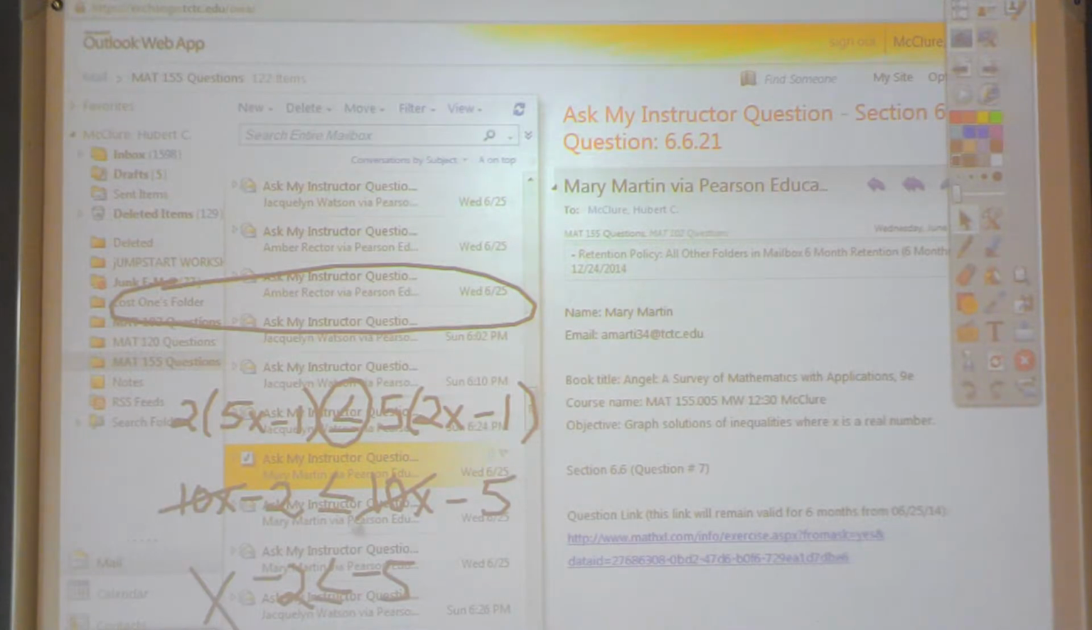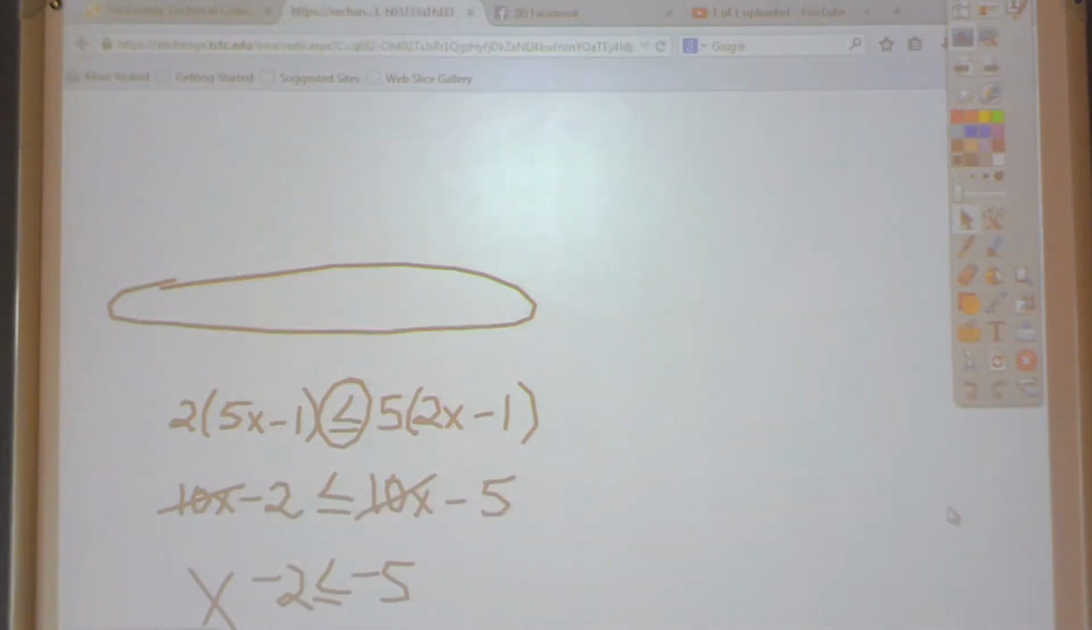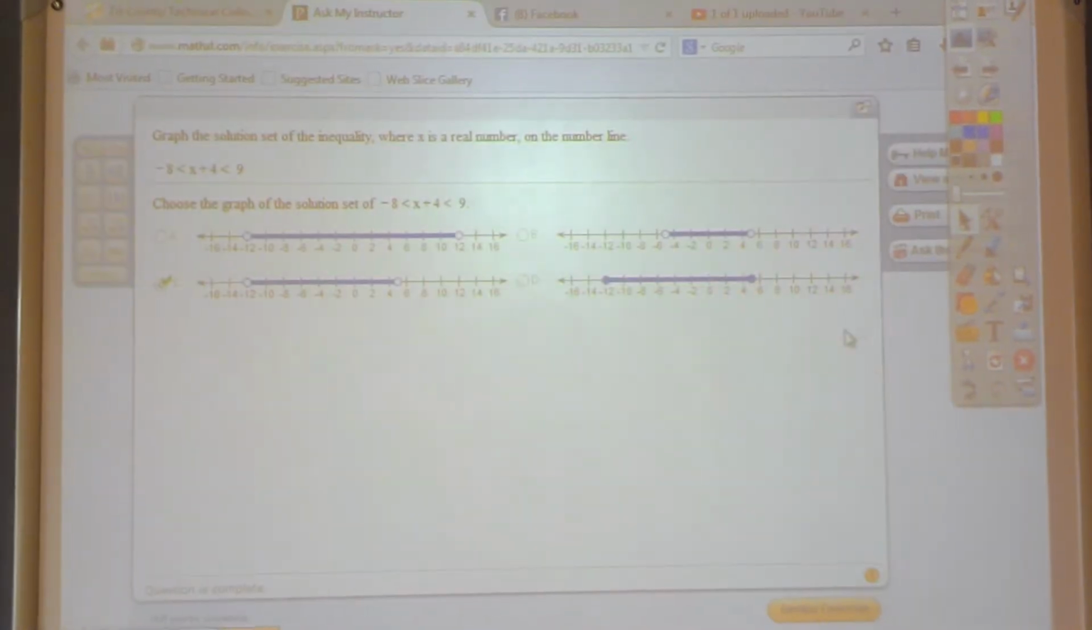All right, next one. 6.6, 25/9, number 9. It says graph the solution set of the inequality: negative 8 less than x plus 4 less than 9. And all I'm going to tell you to do here is get x by itself. So that means you've got to get rid of a positive 4 on both sides.